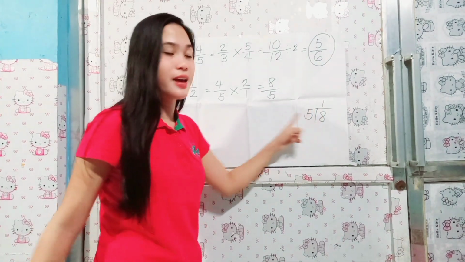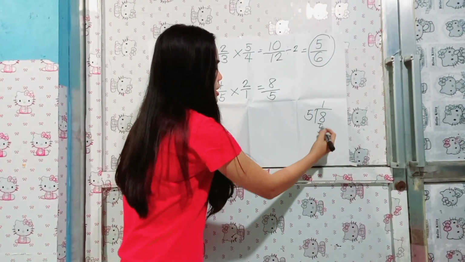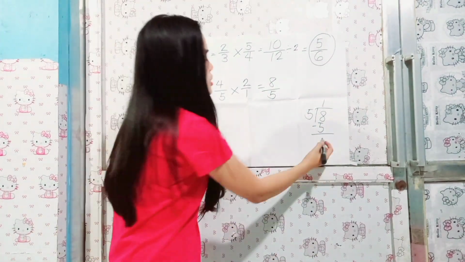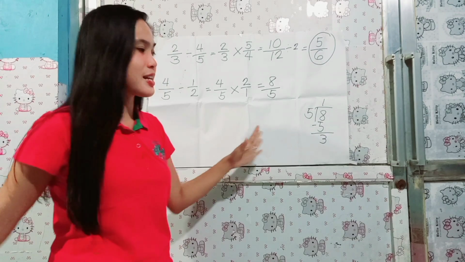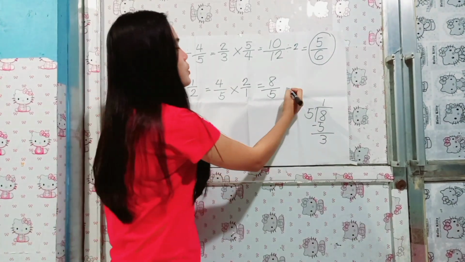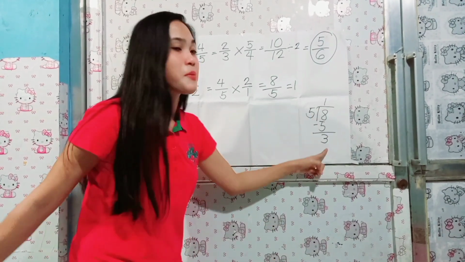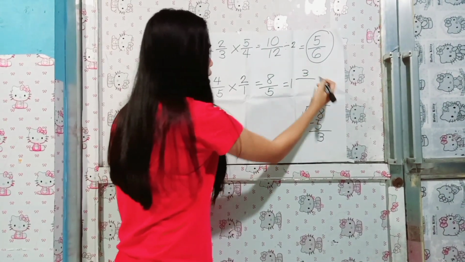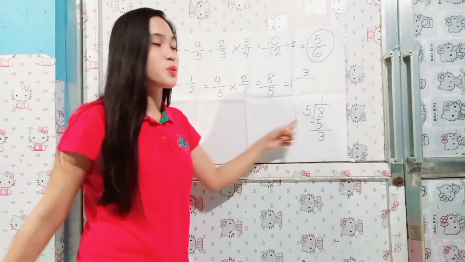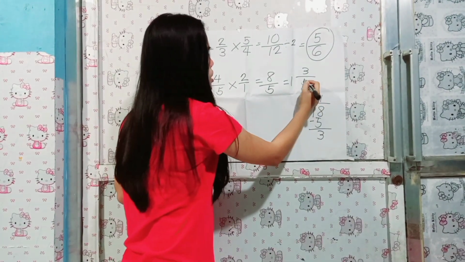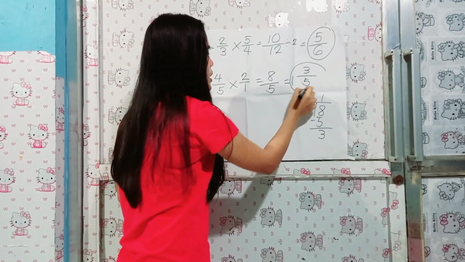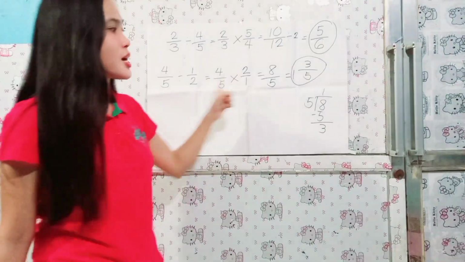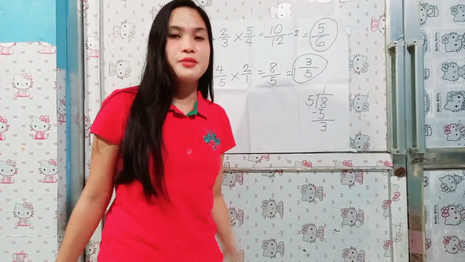1 times 5 is 5. And then subtract. 8 minus 5 is 3. Okay, so let's arrange. 1 will be our whole number. Remainder 3, this will be our numerator. And then our divisor 5, this will be our denominator. So our final answer is 1 and 3/5. 4/5 divided by 1/2, the answer is 1 and 3/5.